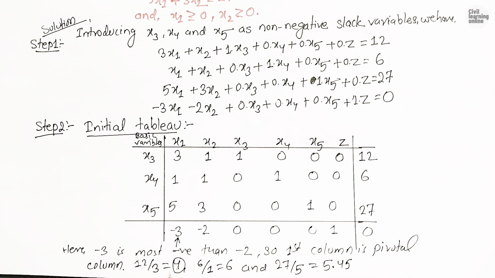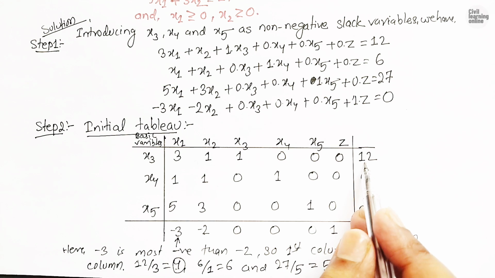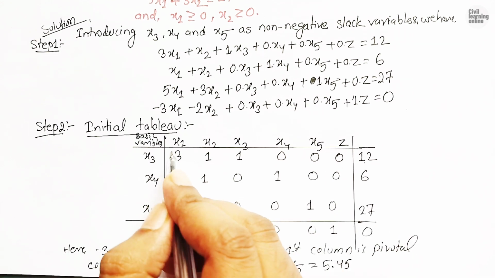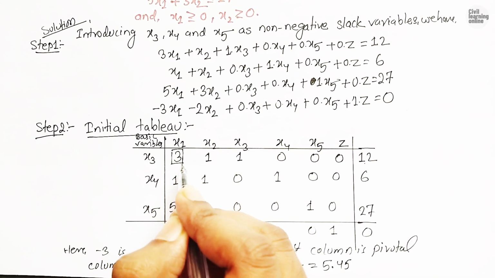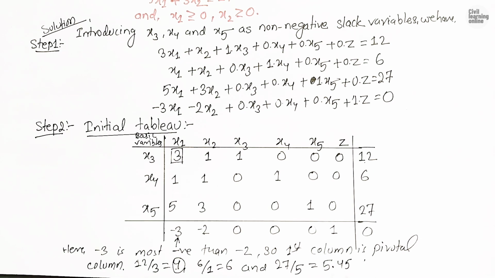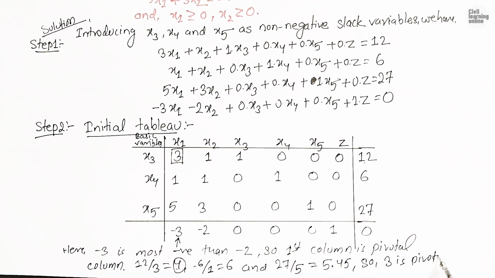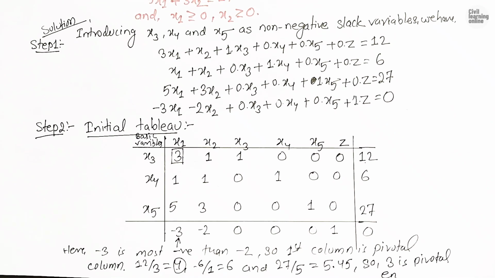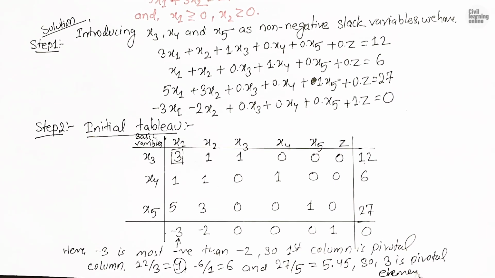So 4, how did the 4 come? 4 came by dividing 12 by 3. So this is our pivotal element. As we can see, among these three, 4 is least. So what we are going to do here: 3 is the pivotal element.